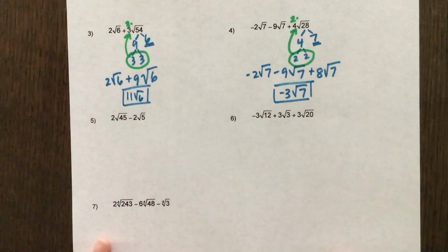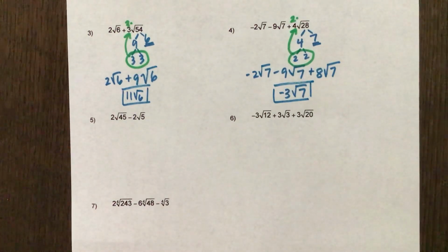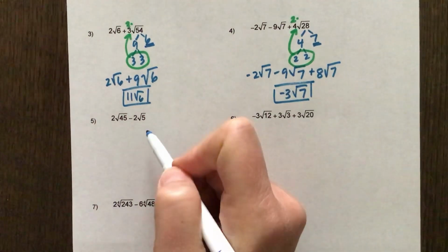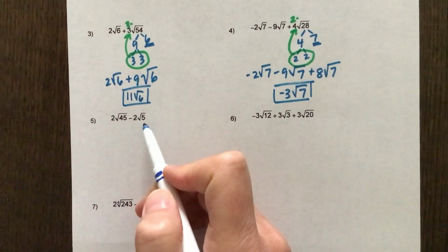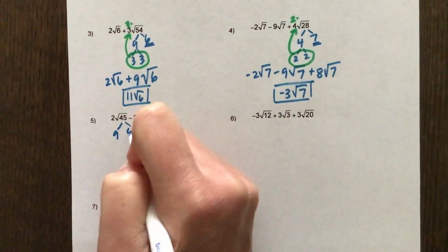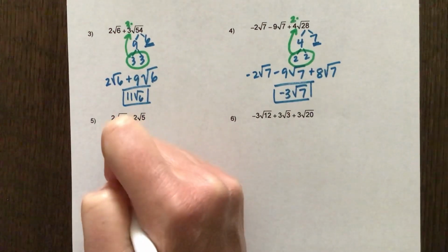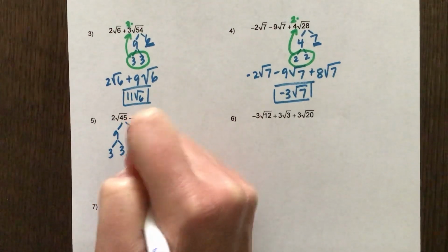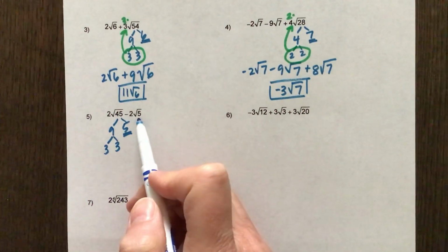So taking a look at number 5, I've got 2 times the square root of 45 minus 2 times the square root of 5. Since the indexes match, I'm going to try to change this 45 so it can match up with my 5. So I'll divide 45 by 5. That'll give me 9 and 5. My 9 I can break down. That 5 is delightful because now he's going to match up with that 5.